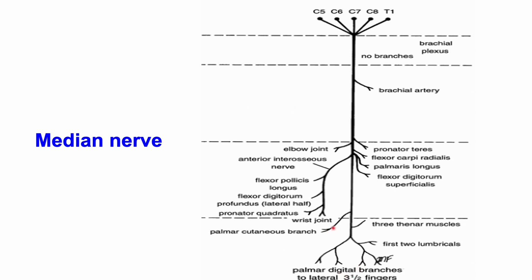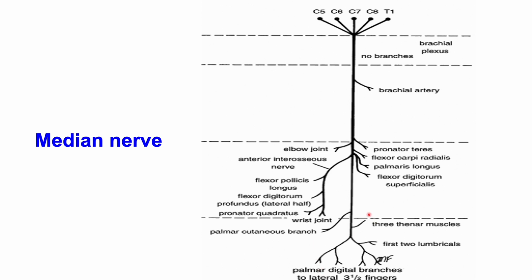Okay, and once it reaches the hand area, here it gives muscular branches to the three thenar muscles, that is abductor pollicis brevis, flexor pollicis brevis and opponens pollicis, and the first two lumbricals, and also it gives cutaneous branches, that is palmar digital branches to the lateral 3.5 fingers.